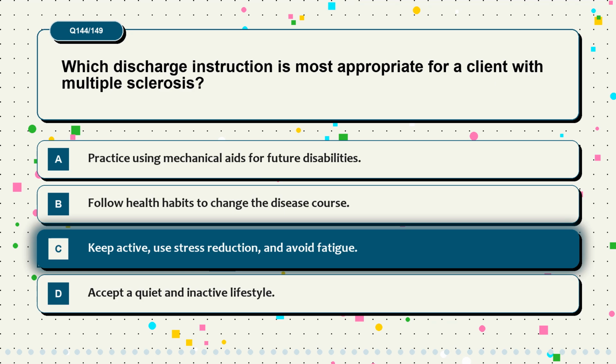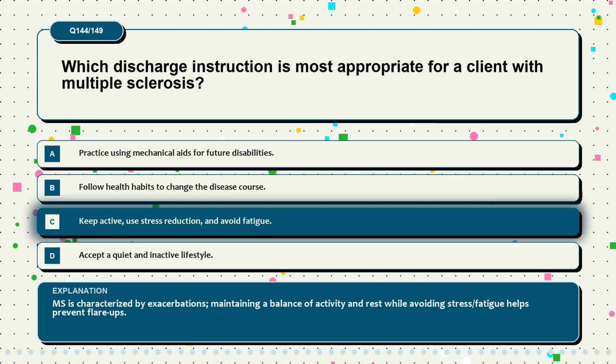The correct answer is option C. Keep active, use stress reduction, and avoid fatigue. MS is characterized by exacerbations. Maintaining a balance of activity and rest while avoiding stress/fatigue helps prevent flare-ups.